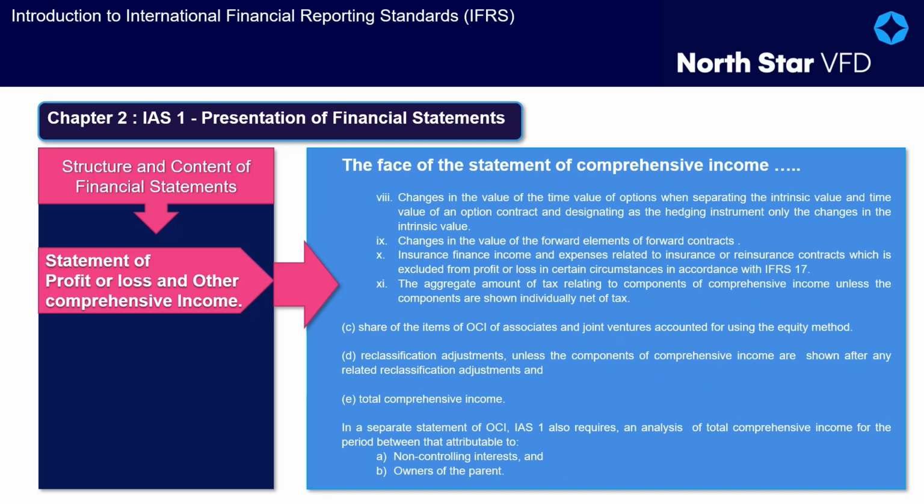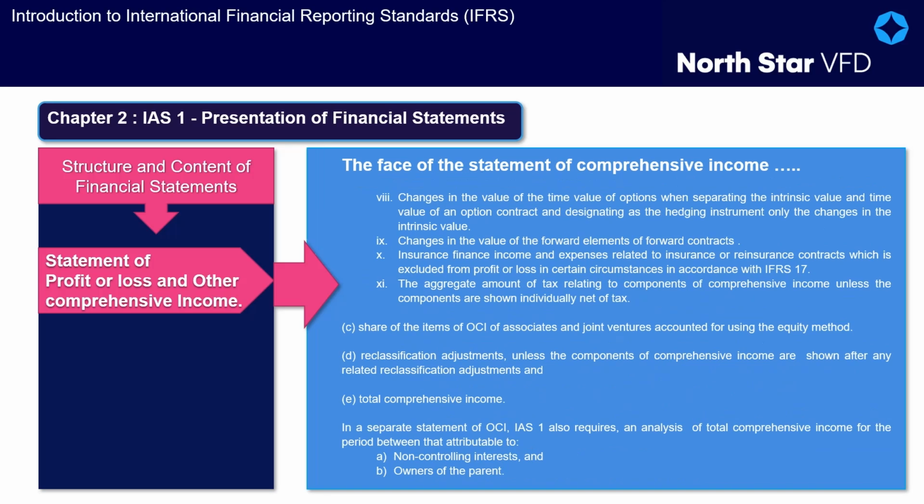10. Insurance finance income and expenses related to insurance or reinsurance contracts, which is excluded from profit or loss in certain circumstances in accordance with IFRS 17 Insurance Contracts. 11. The aggregate amount of tax relating to components of comprehensive income, unless the components are shown individually net of tax. Tax should be allocated between the two groups.